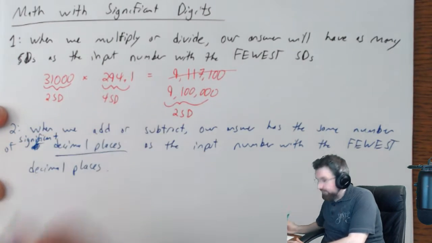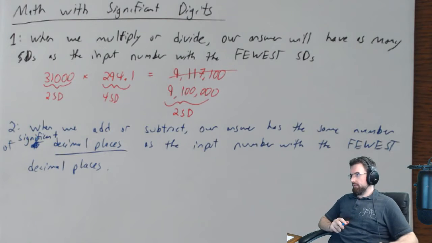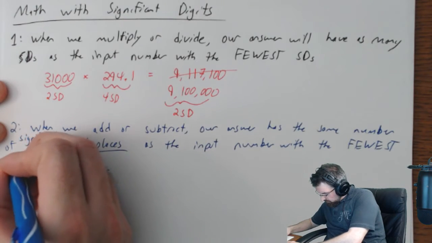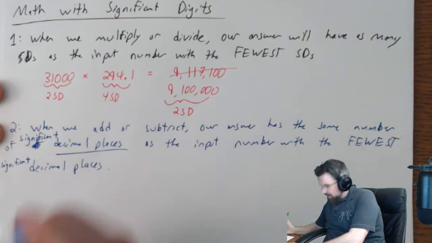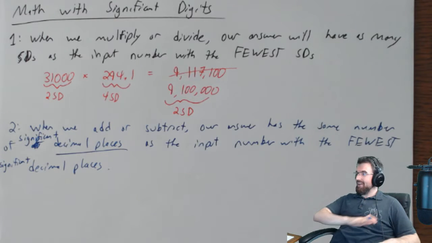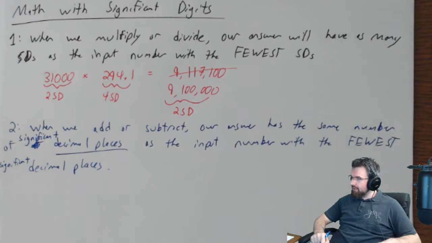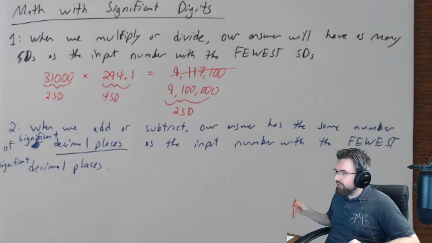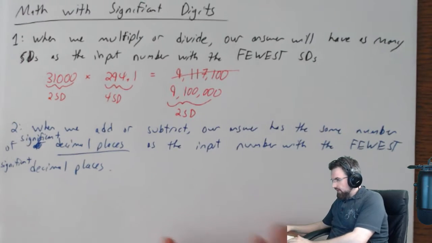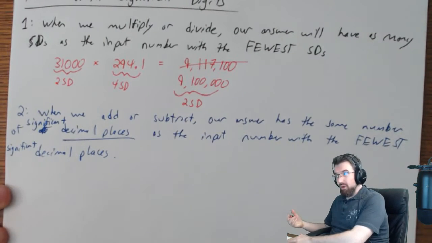I should say the same number of significant decimal places. Because technically any number could have as many decimal places as we wanted if we let ourselves just carry on and keep adding zeros. So let's be very precise. It needs to have the same number of significant decimal places as the input number with the fewest significant decimal places. Well, what does that mean?